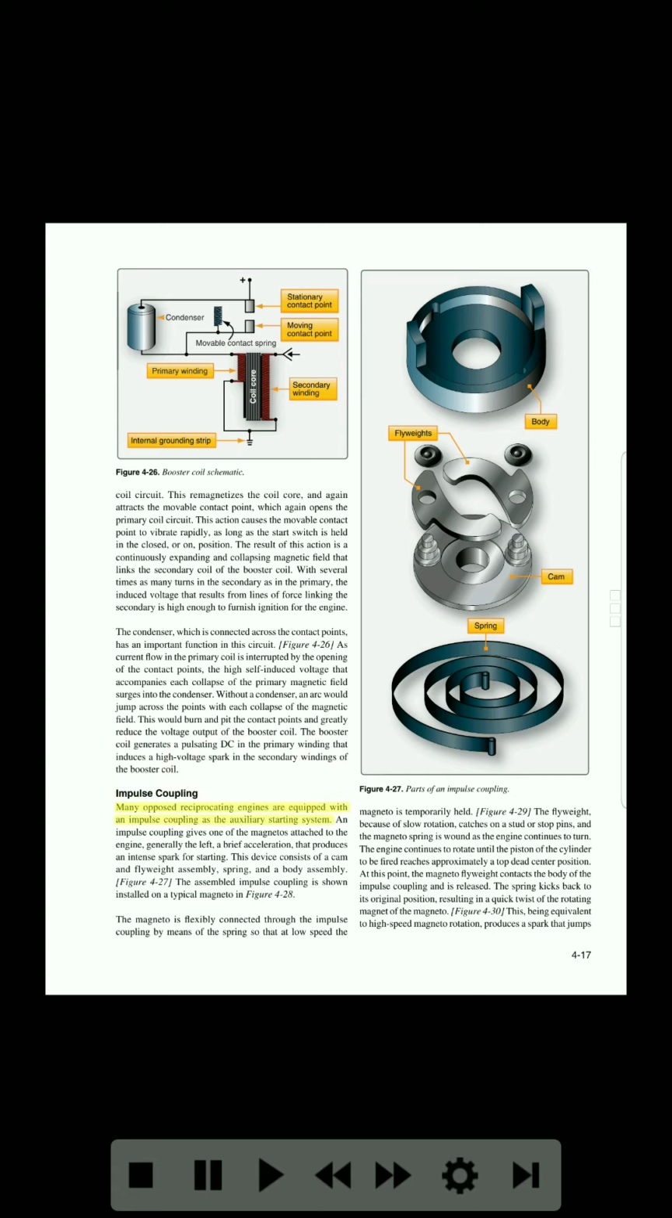Impulse coupling. Many opposed reciprocating engines are equipped with an impulse coupling as the auxiliary starting system. An impulse coupling gives one of the magnetos attached to the engine, generally the left, a brief acceleration that produces an intense spark for starting.